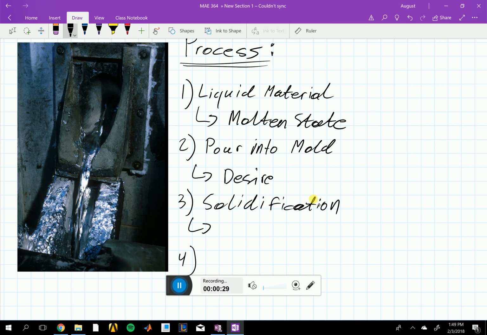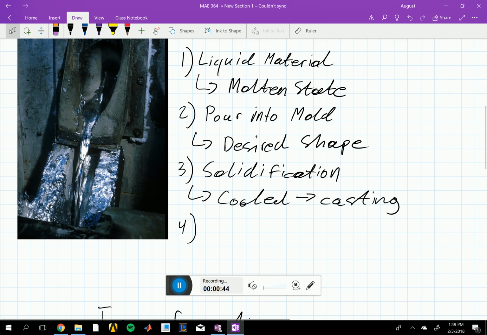Afterwards, we have to pour it into a mold of a desired shape. To get our liquid material in a solid form, we have to cool it. Our cooled material then is what we call our casting. To get the casting out of its mold, we have to either eject it or break it out of the mold.